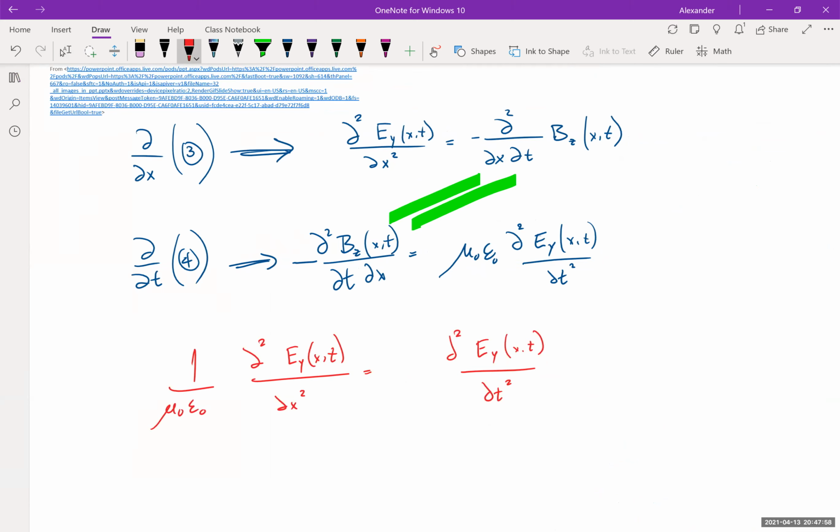But that's the wave equation. The electric field is a traveling wave. Has to be. I have no choice.